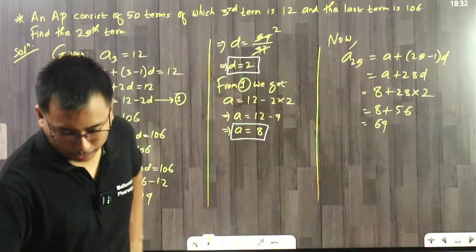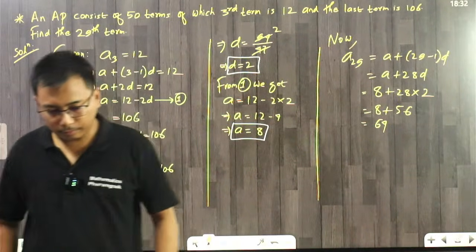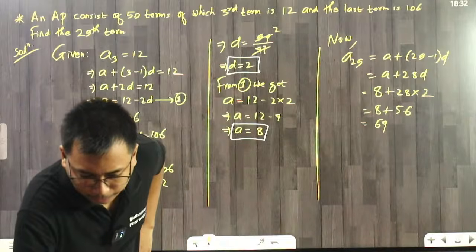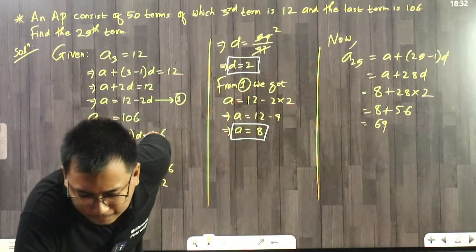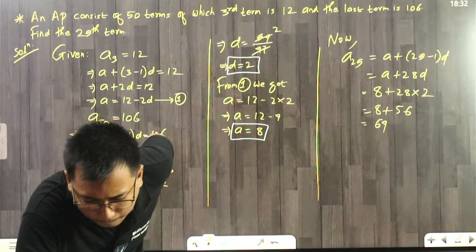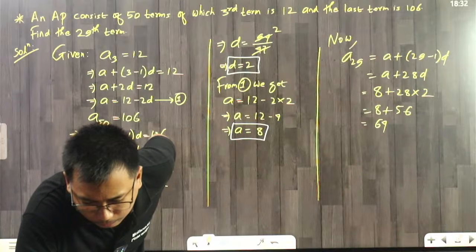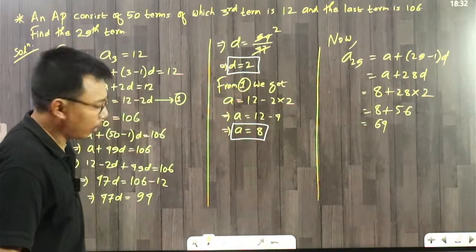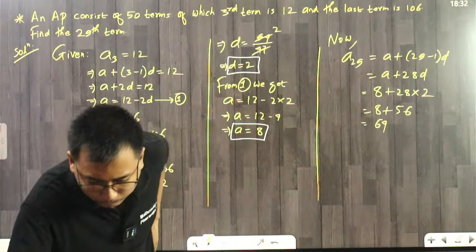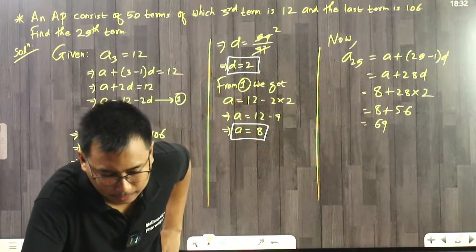How many of you got it right? 64. A29 is equal to 64. Okay, let's see the chat. Okay, Rajib, 2. Rajib, how did you get it? Okay, common difference you got 2. 64. Yes, Rajib, correct.